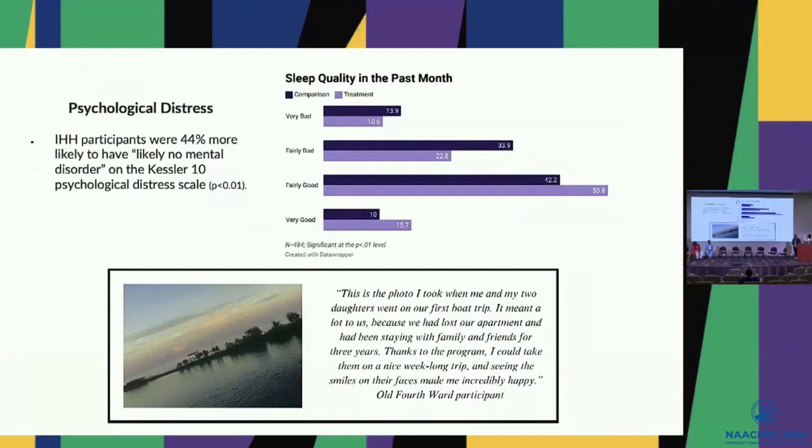And now, using the Kessler-10 psychological distress scale, we see that 44% of the participants were likely to report having a likely mental health disorder. And this assesses anxiety and depressive symptoms. Also, those in the treatment group reported fairly good to very good sleep quality over the past month.